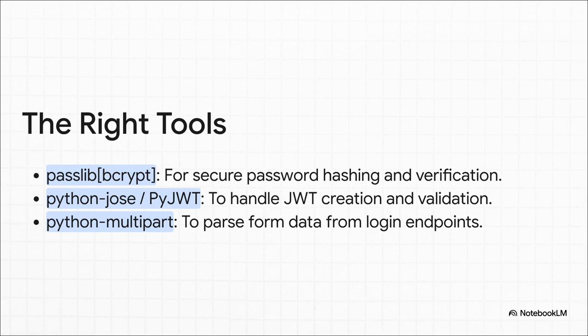The great news is we don't have to invent any of this stuff from scratch. The Python world gives us fantastic tools right out of the box. For hashing, passlib with the bcrypt algorithm is the gold standard. For creating and checking JWTs, you've got libraries like Python Jose or PyJWT. And Python multipart is just a little helper to handle login forms. The toolkit is all there for you.